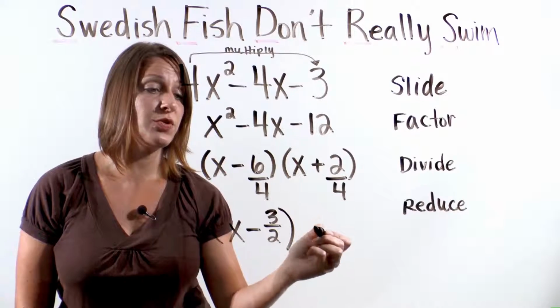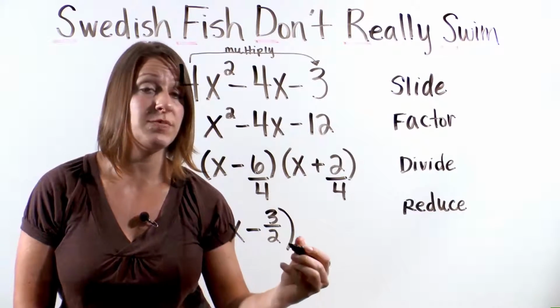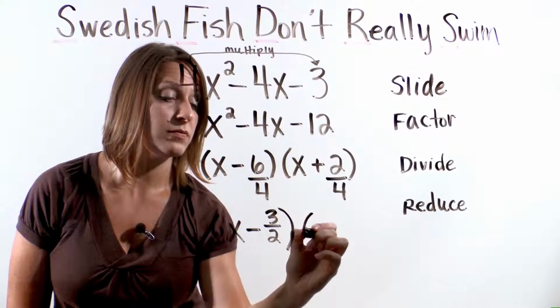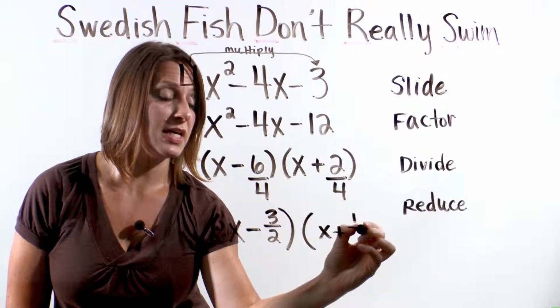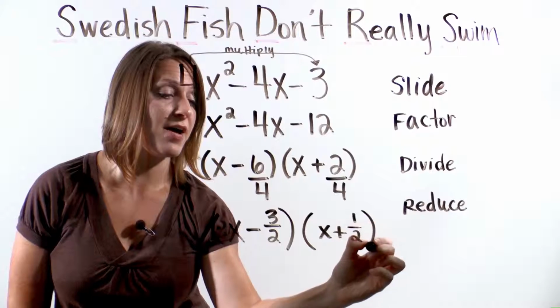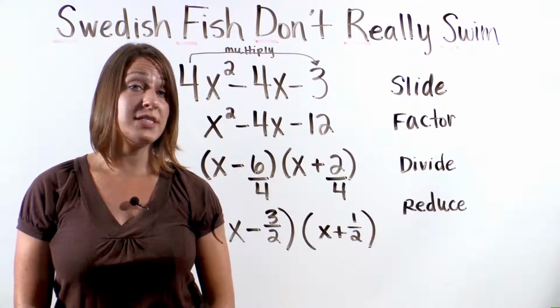The next one is 2/4. Both of those can be simplified by 2 to get x over 1/2. We're not quite done yet. We have one more step.